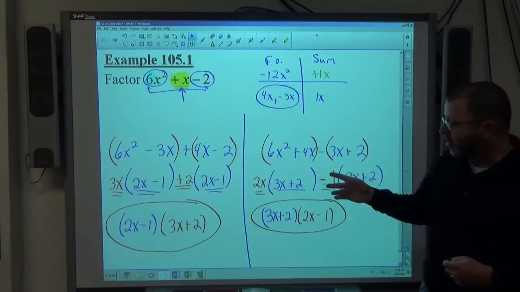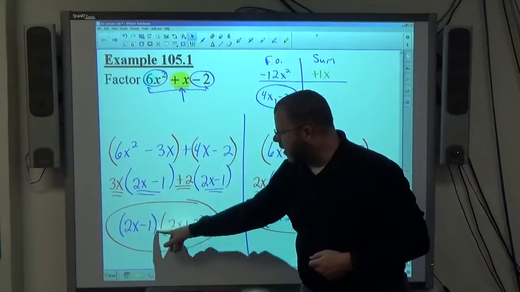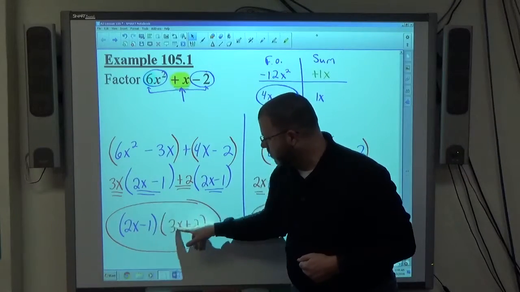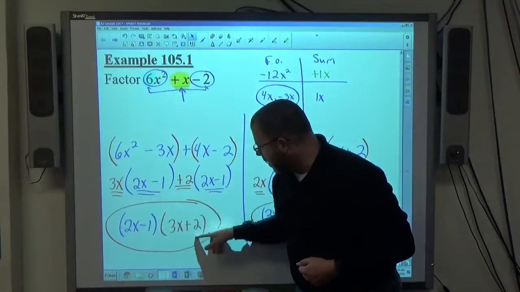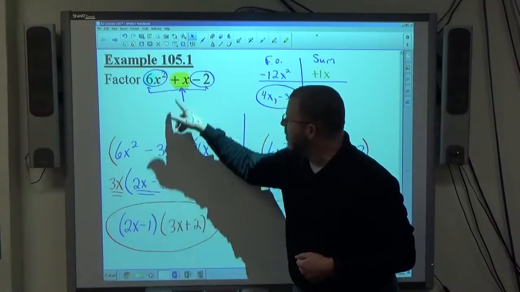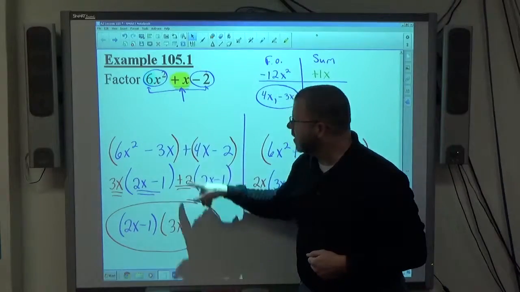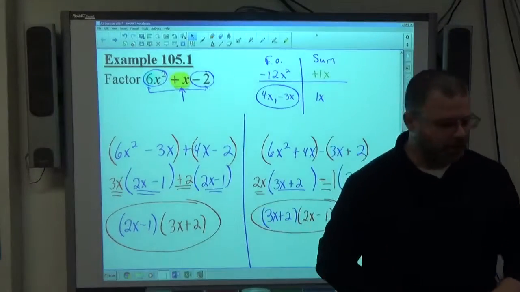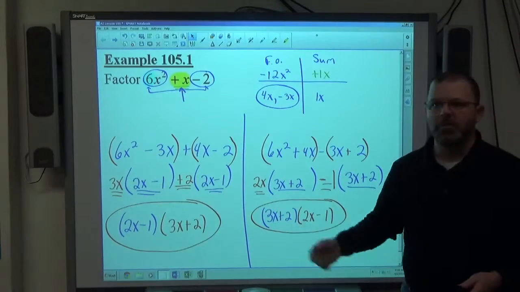If you want to verify a solution, it's real simple. This product is supposed to equal this. 6x squared, outside and inside, 4x minus 3x makes positive 1x, last, negative 1 times 2 makes negative 2. If you FOIL it, you should get the correct result. If it doesn't make the correct result with the FOIL, that means your answer is not correct.